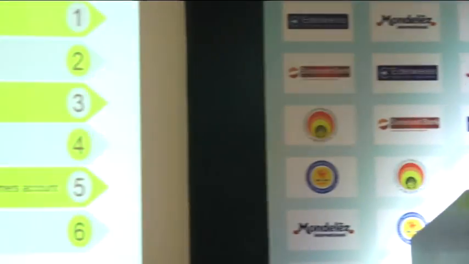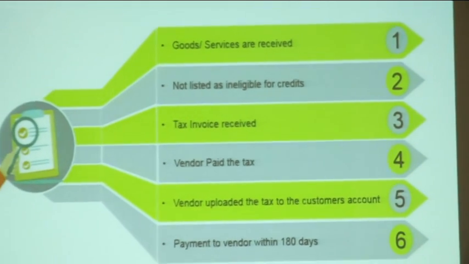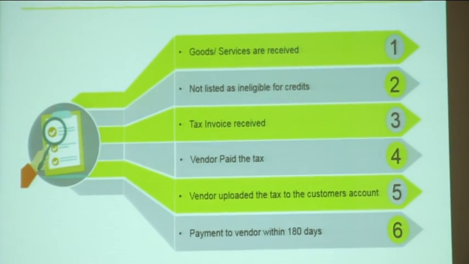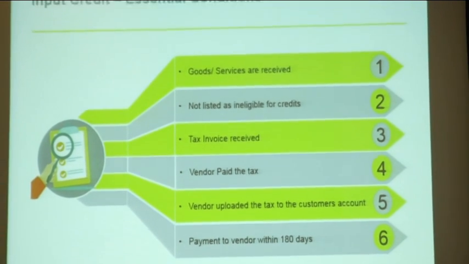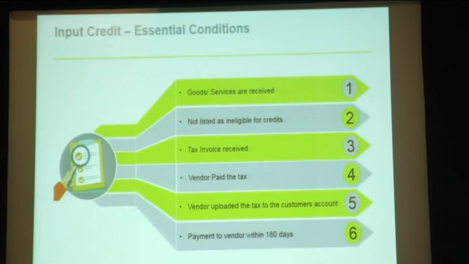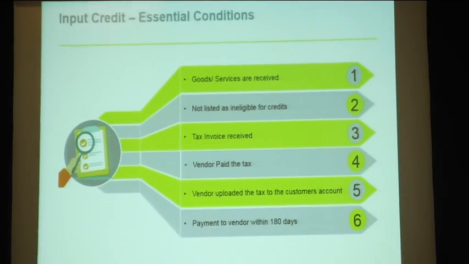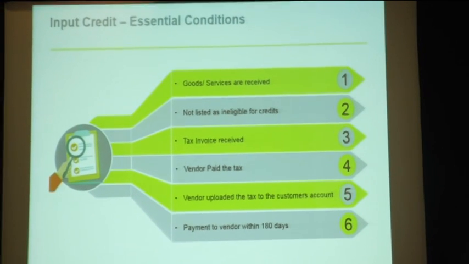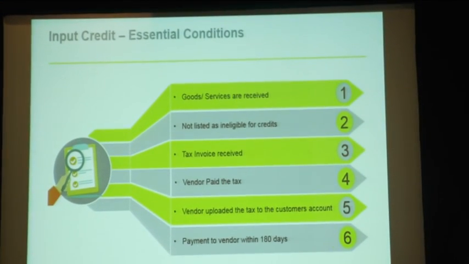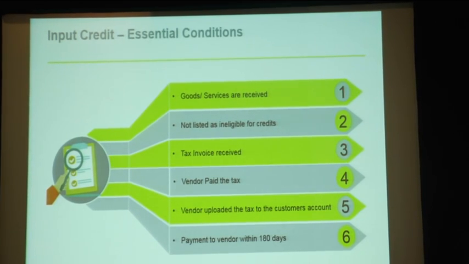These are the essential conditions for taking input tax credit. So these 6 conditions have to be satisfied. One is that you should receive the goods. आपको आपके warehouse में factory में goods आना चाहिए, then only you are eligible for credit. Second is they are not listed in that negative list which we discussed, rent a cab and those things. Third is you should receive the invoice also from the vendor, then only you are eligible.